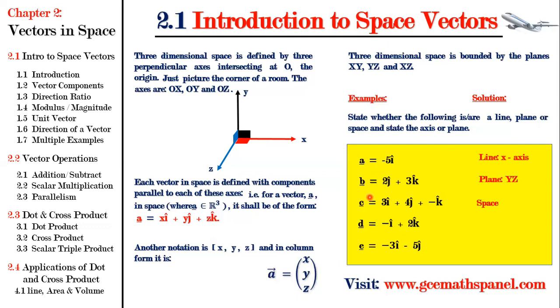For D, please speak with me as you watch the video. We have just the i and the k components. So what plane will this be found in? Because there are two components, we are going to have the xz plane. And for the last one, of course, you know the plane, right? Of course, everybody knows that is the xy plane.